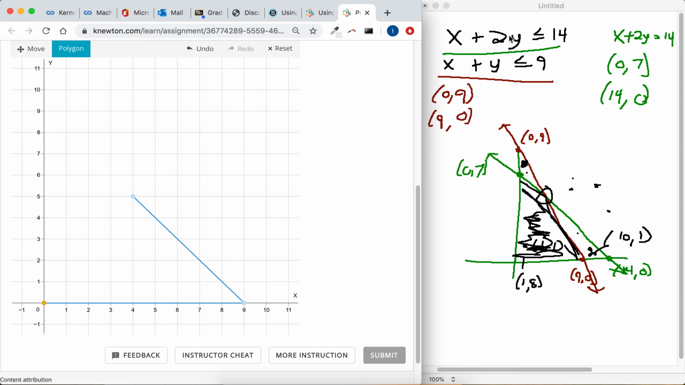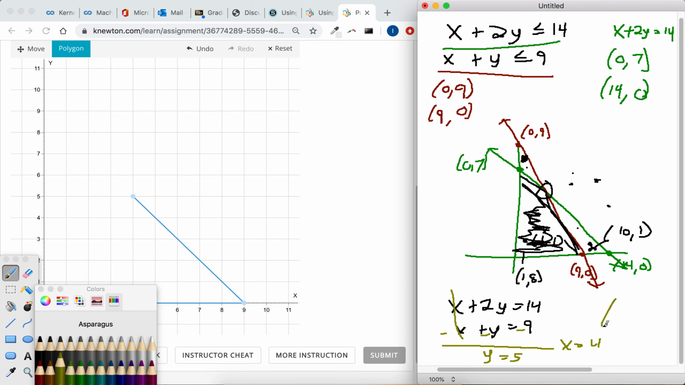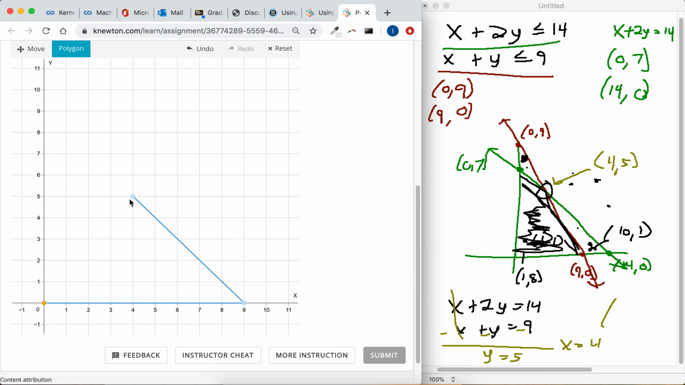You can find that vertex by taking these 2 inequalities and solving them as a system of equations. X plus 2y equals 14. X plus y equals 9. And then you can solve that with elimination real quick. If you need help with that, check out the other videos on elimination. I'm multiplying everything by -1. And then when you add the 2 together, you get y equals 5. And then if you plug that back in, you get x equals 4. So this crossing point right here is 4 comma 5. Okay, 4 in the x, 5 in the y.